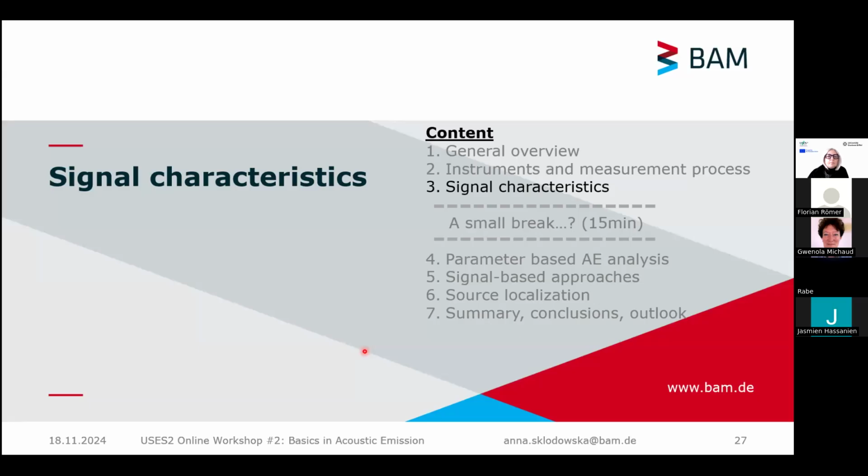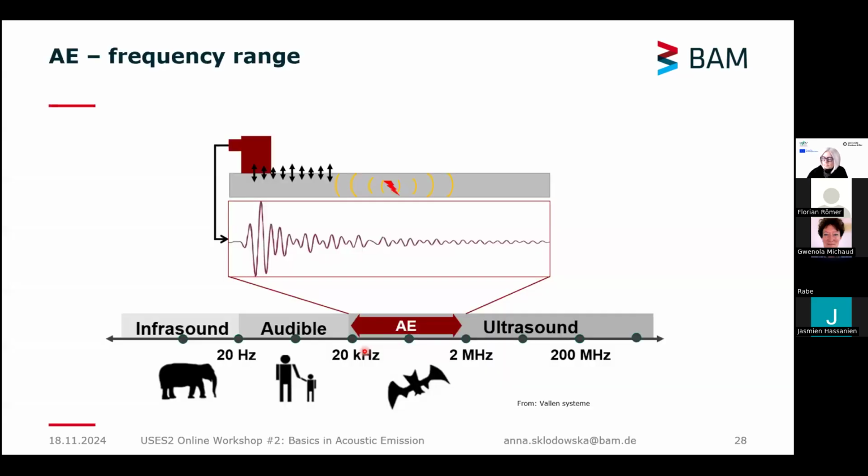Okay, and the last part before the break, we're going to talk a bit about the signal characteristics. First, the frequency range where we operate: we're in the ultrasound range, and acoustic emission fits in the range from 20 kilohertz to 2 megahertz. The lower band is more or less in this area, and this frequency range is chosen because the low-frequency content of elastic waves is only a little affected by the attenuation process.